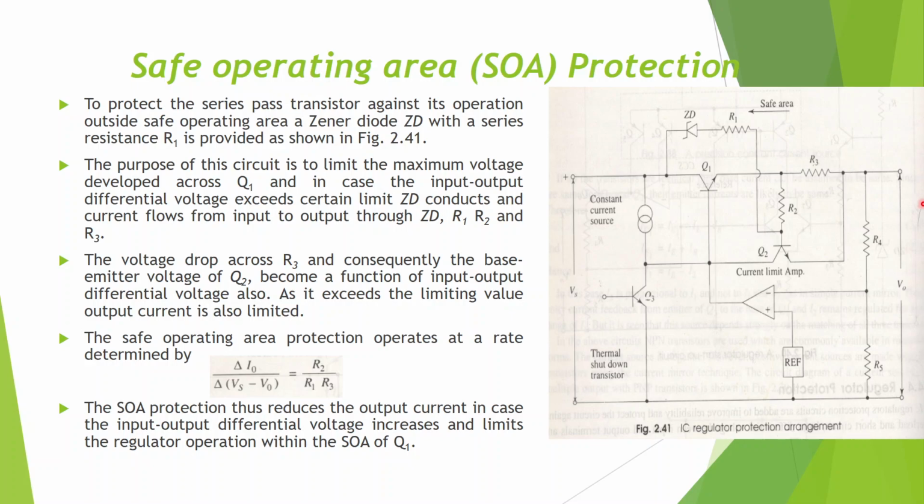Now the safe operating area protection circuit operates at a rate given by this formula: the change in the output voltage divided by the change in the difference between input and output voltage, which is equal to the ratio of resistor R2 by resistors R1 and R3. So the SOA protection thus reduces the output current when the input-output differential voltage increases, and limits the regulator operation within the SOA, that is the safe operating area of this transistor Q1.